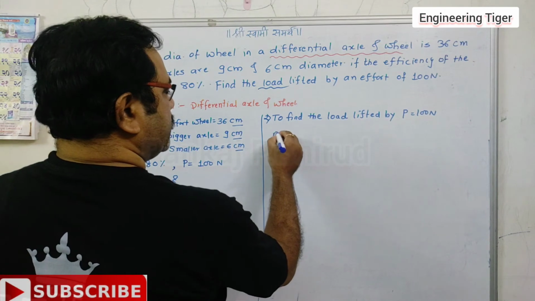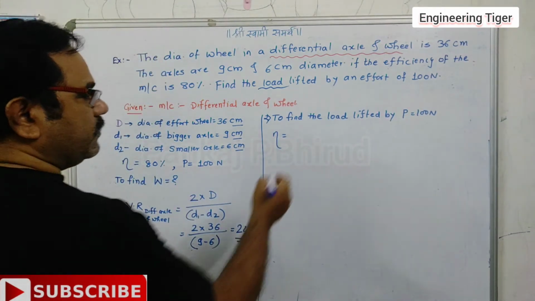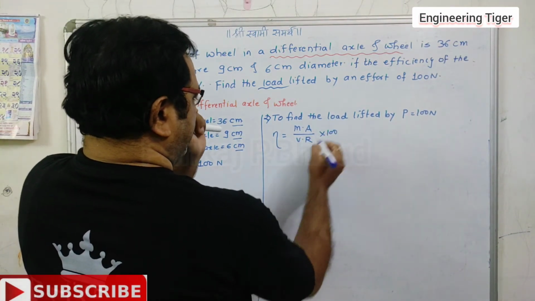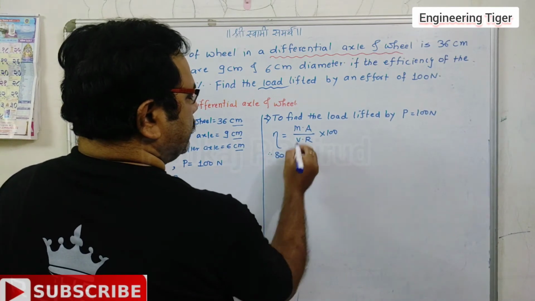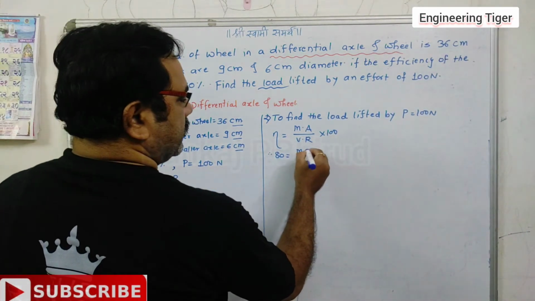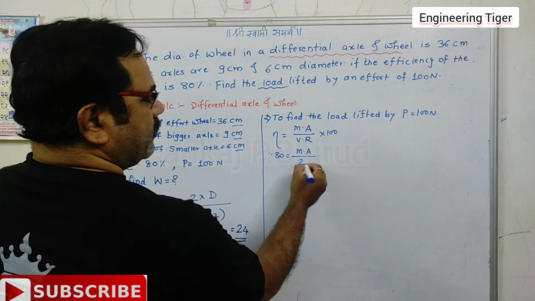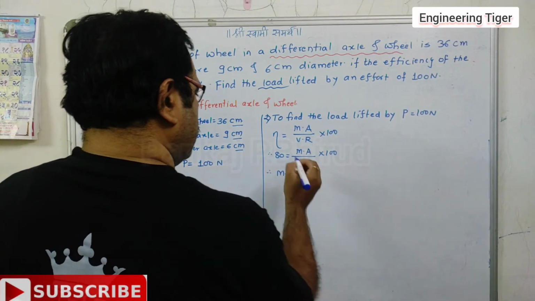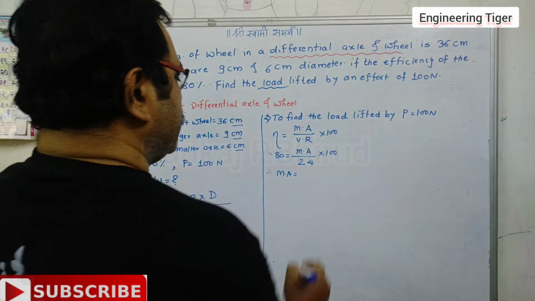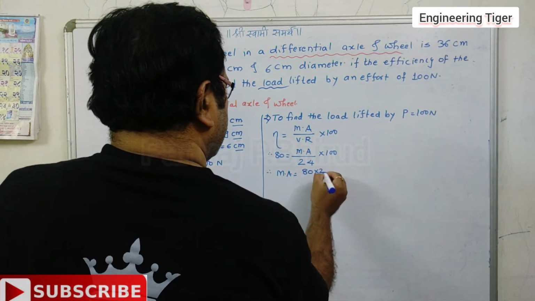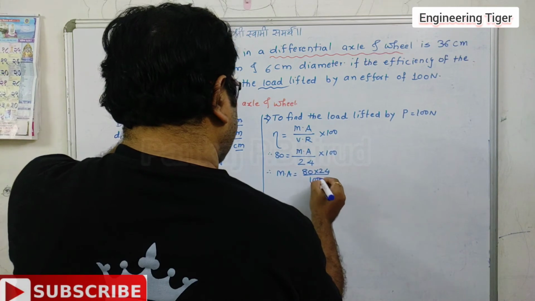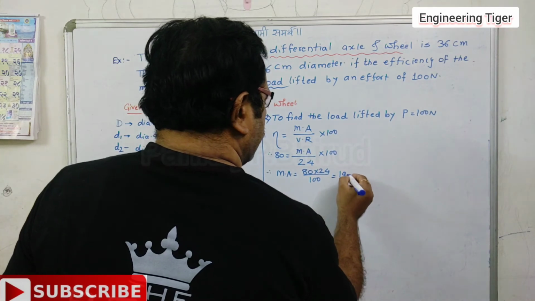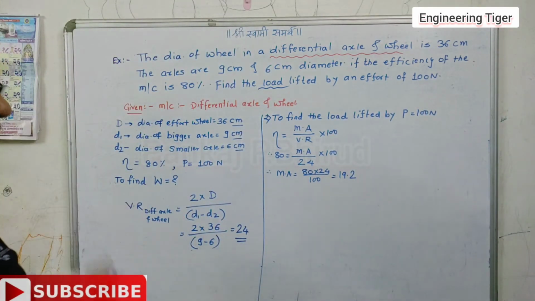So first of all, use the efficiency formula. Efficiency equals MA upon VR into 100. So here efficiency is 80. MA we have to calculate. MA upon VR, which is 24, into 100. So we'll get MA is equal to 80 into 24 upon 100. So this gives the answer 19.2. So MA is 19.2.